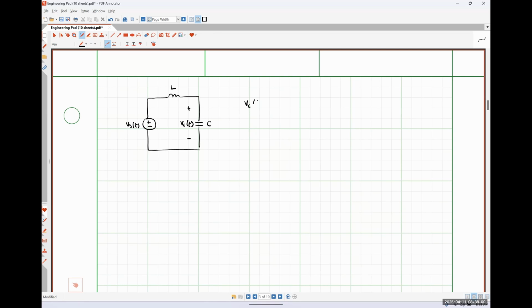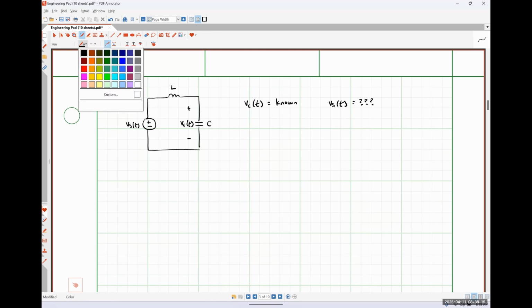So Vc of t is known. Vs of t is what we're ultimately trying to solve for. Okay? So what I would do in a situation like this is I would define the voltage drop across my inductor, VL of t, like so.